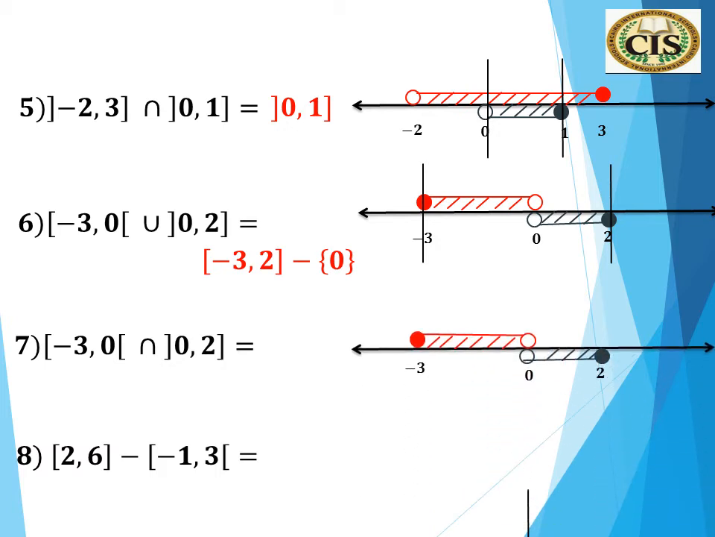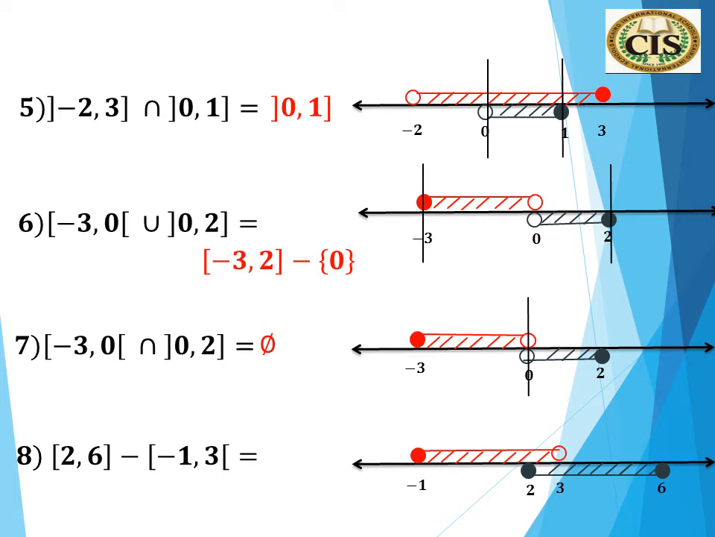Number 3, here 0 does not belong to the first or does not belong to the second. So we can't find any common part between the two intervals, so the intersection equals the empty set. The last one, 2, 6 minus negative 1, 3 open. It will be 3 and 6, but we change the common number between the two intervals.